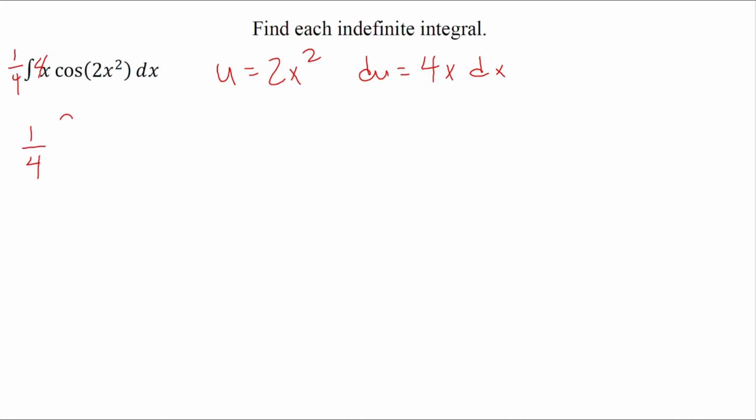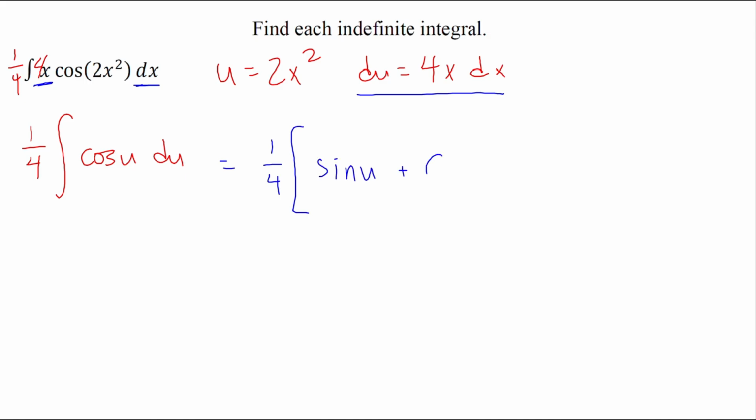So we have 1/4 of the integral of the cosine of u du, right? And the du comes from the 4x dx, because that's what we said du was if u was 2x squared. And so now we'll just integrate cosine of u. So this is 1/4 of the integral of cosine is sine. So this is just sine of u plus some constant. And then when we distribute the 1/4 through, we have 1/4 the sine of, and we'll replace the u with 2x squared. So 1/4 sine of 2x squared, and then plus some constant.